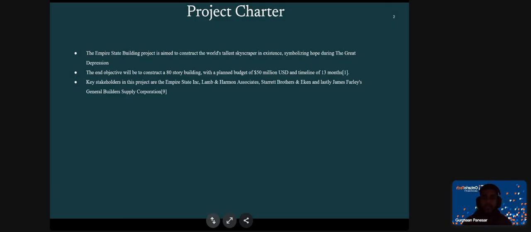The key stakeholders of the project are the Empire State Corporation and Lyman Harmon Associates, Jarrett Brothers and Enkin, and lastly James Farley's General Builder Supply Corporation.